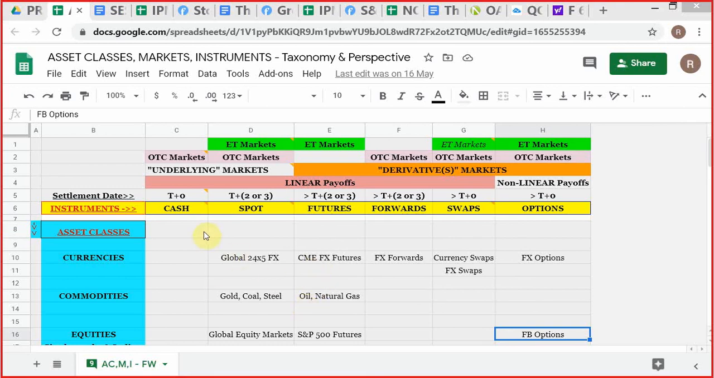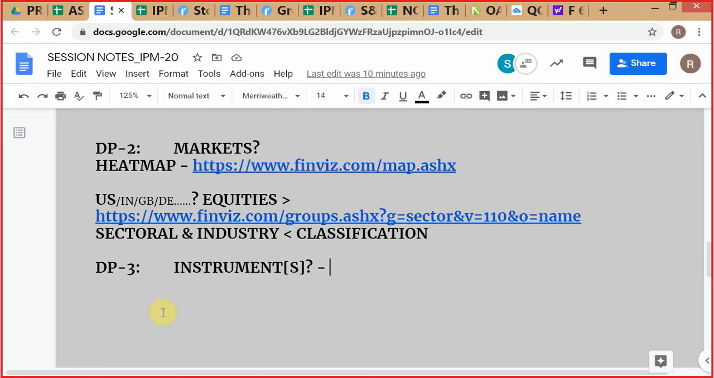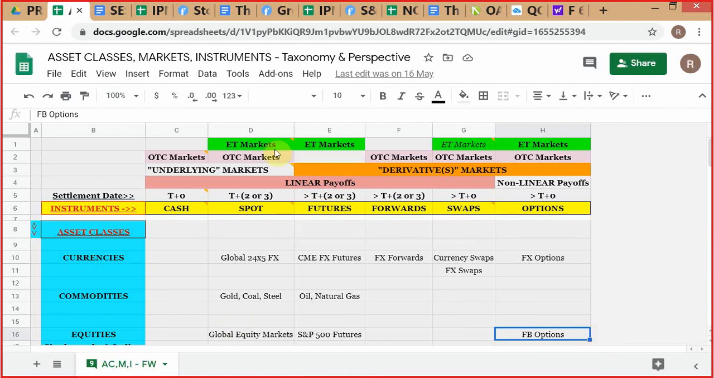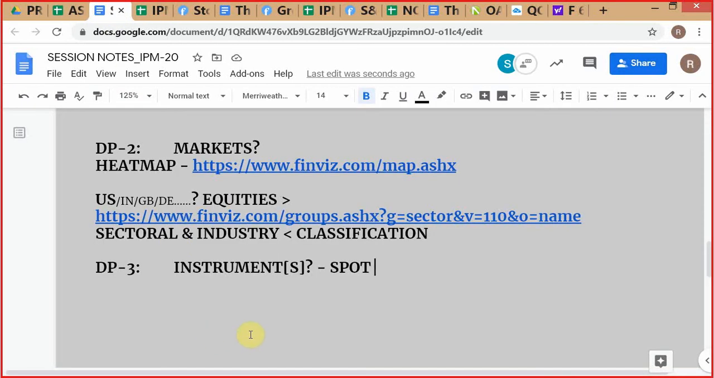So the third decision that we have to take is instruments, and I have chosen the instrument for you. It is spot. Now, again, as I said, it could be instruments. In this case, I have given you only one instrument type. You can also decide that I will trade spot and options. That is your choice. But it's a decision that has to be made.